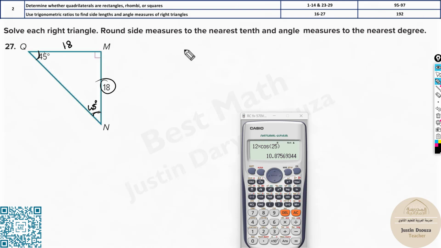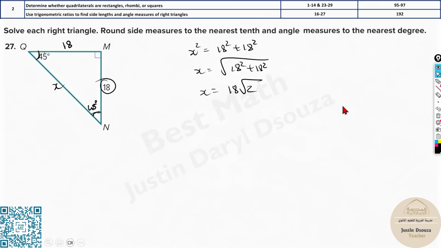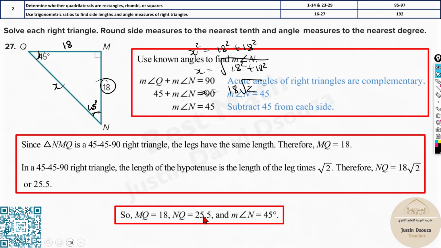And then I will use Pythagoras over here to solve it. I'll consider this to be x. x squared is equal to 18 squared plus 18 squared. x is equal to the square root of 18 squared plus 18 squared, and x is equal to 18 root 2. Or you can just put in the calculator, square root of 18 squared plus 18 squared, and the answer is 25.5. That's the answer, 25.5. The other one, MQ, was 18. And here we have 45 degrees.